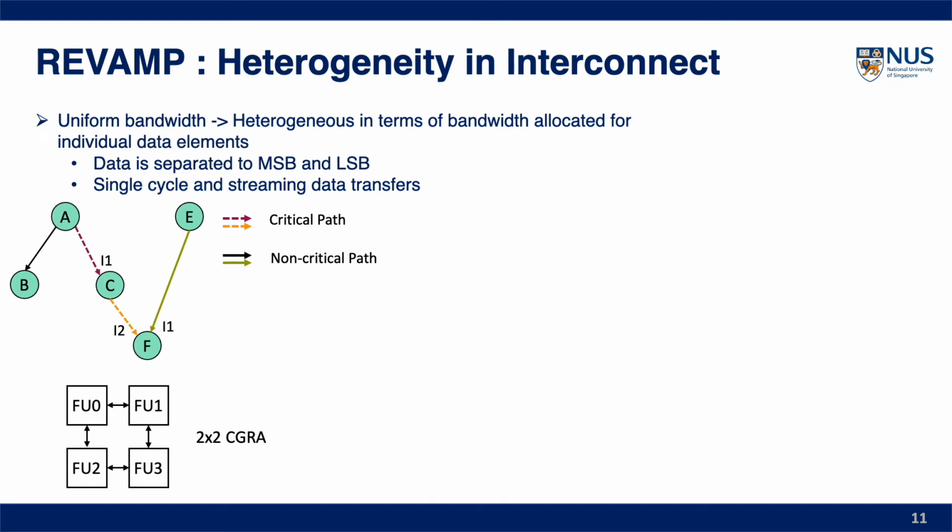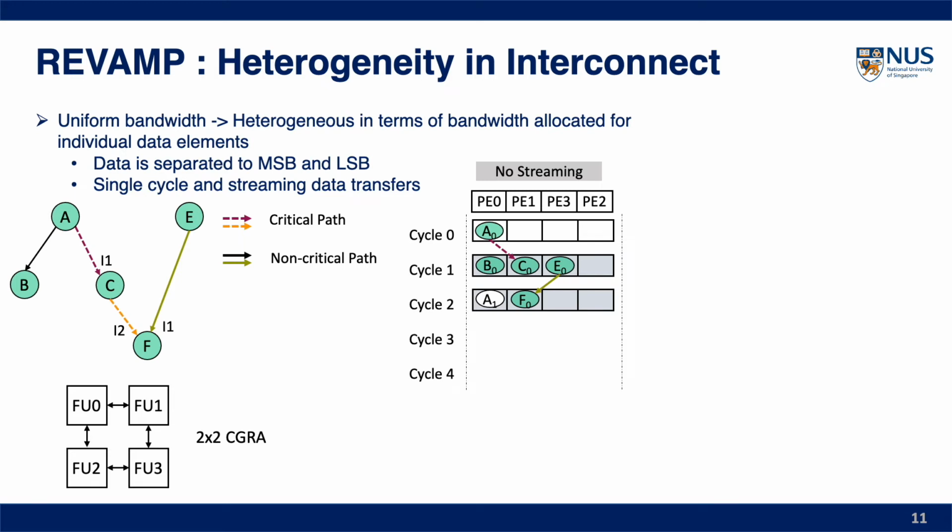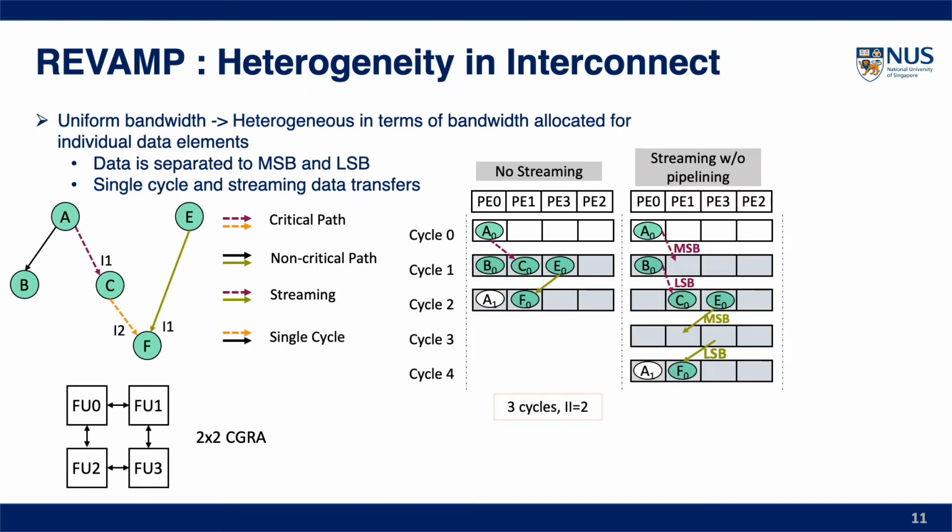Let's first see the homogeneous scenario. In such a scenario, all the data transfers take a single cycle, hence a single execution will take 3 cycles with an II value of 2. The II value is the number of cycles in a steady state, which is a performance metric for the compiler. Assume the data flow graph is executed on a CGRA with streaming enabled, where data is sliced, and the MSB will follow the LSB transfer.